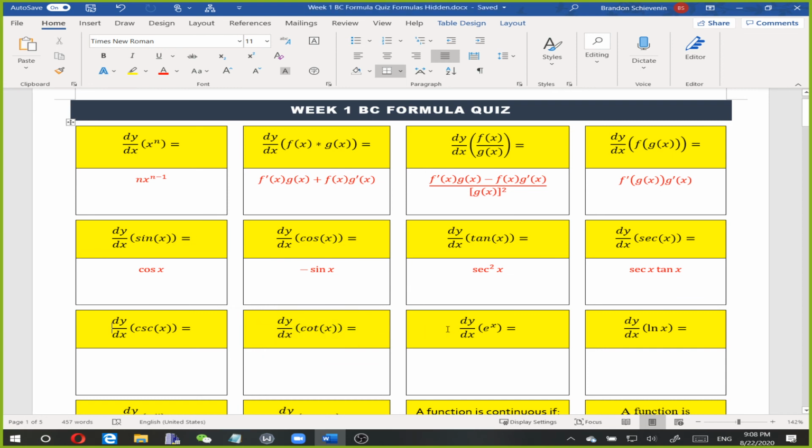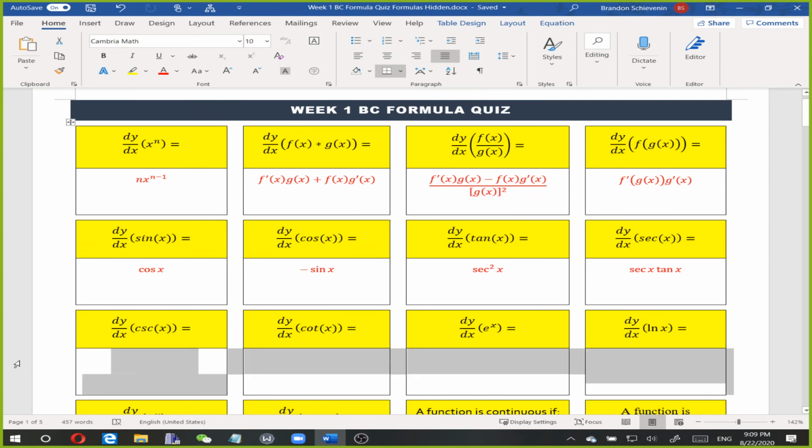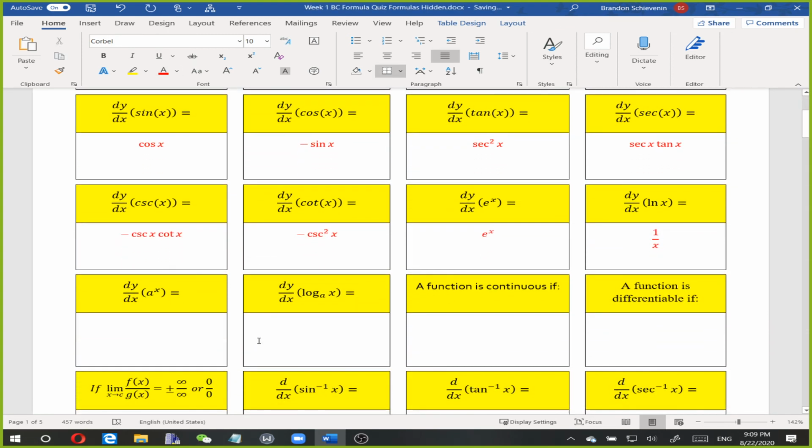Perfect. Kelly, derive e to the x? The same, e to the x still. And Kyle, natural log of x? 1 over x, okay. Kelly, if I derive a to the x?